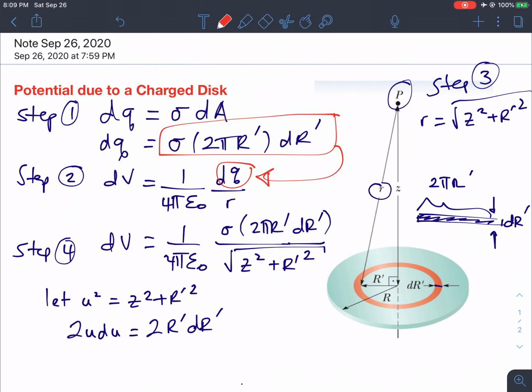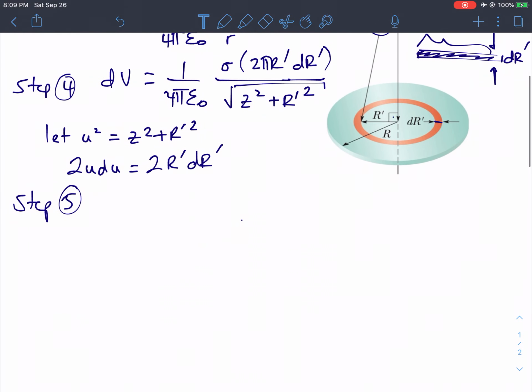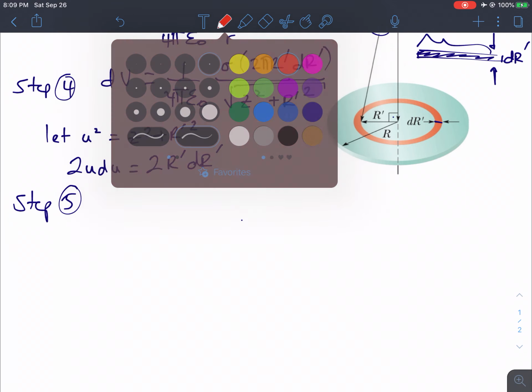You can see that 2r' dr' at the top, right? So we will be using that; we will be substituting them. So let's just write step 5 now. Let's put this down a bit. Okay, and next, we are integrating both sides.